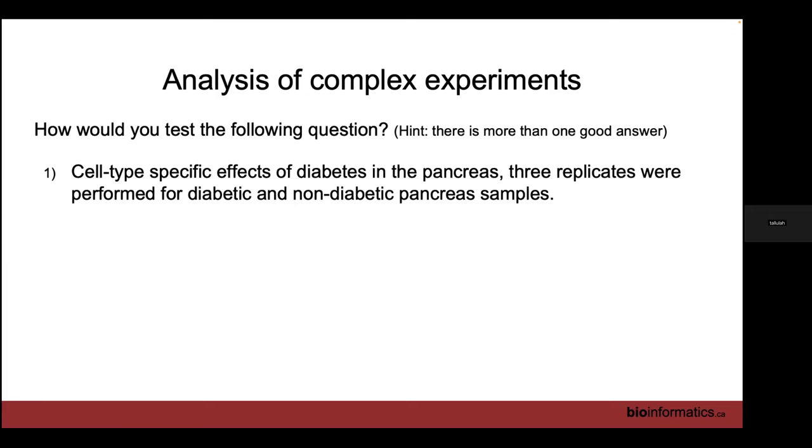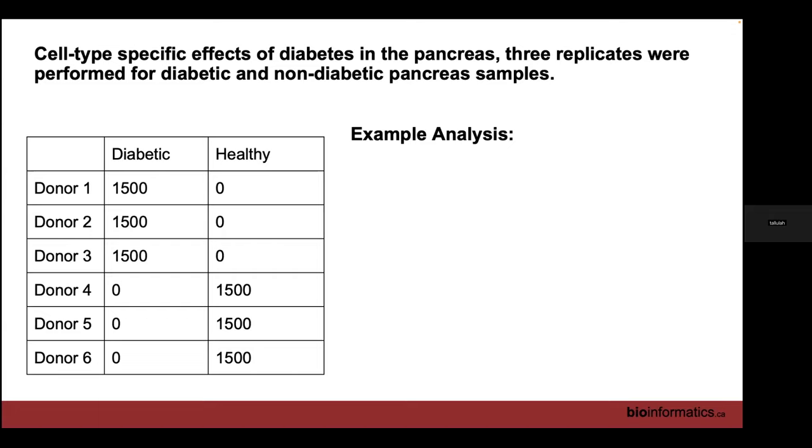Okay, hopefully everyone's had a chance to think about this. So I always find it easiest to draw this out, what my data looks like. So I have three donors that are diabetic, three donors that are healthy. So I have three replicates. There's no overlap between them, my different replicates.